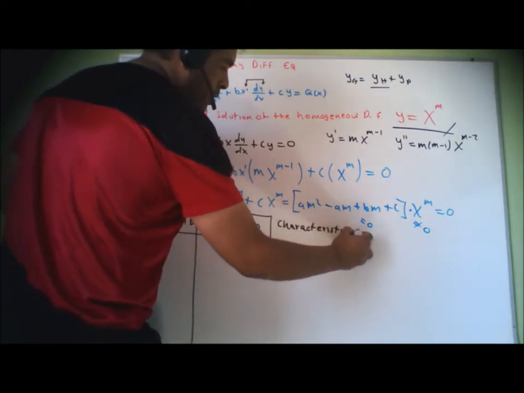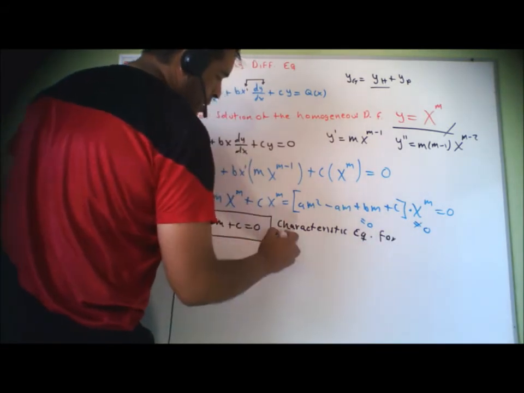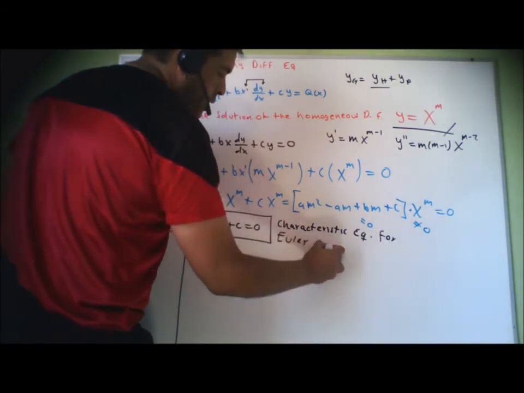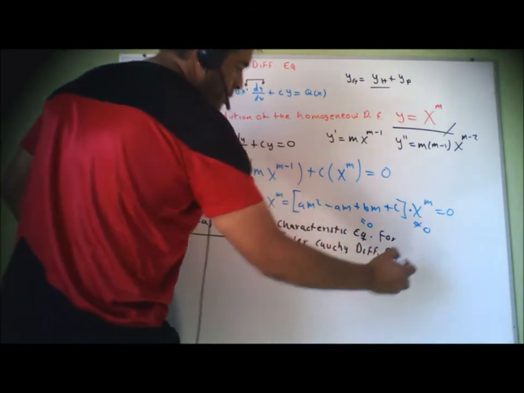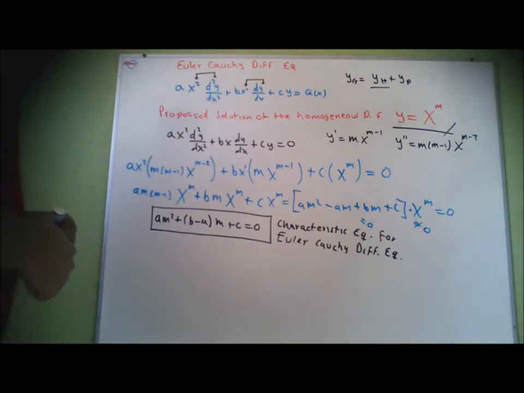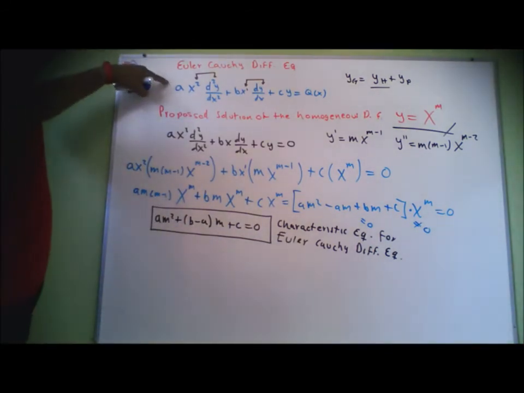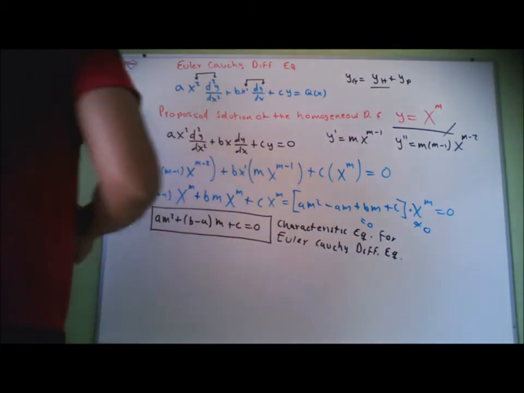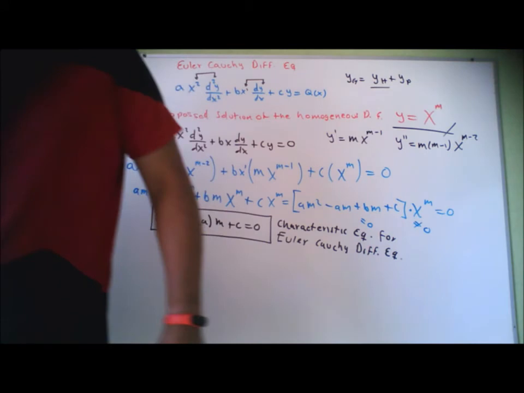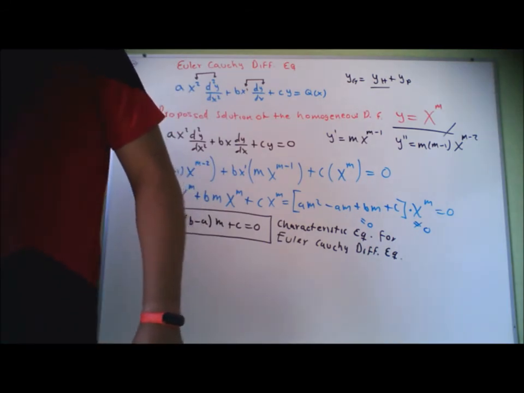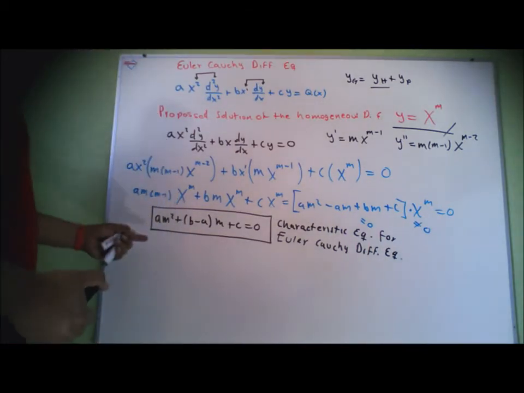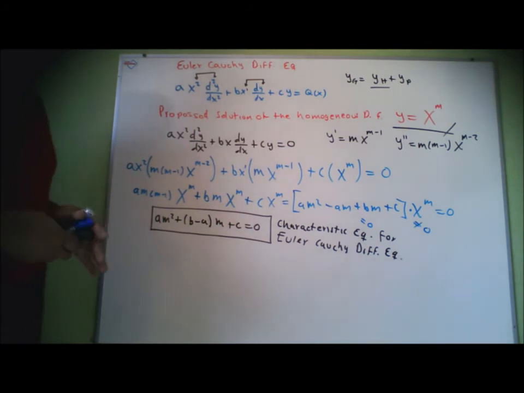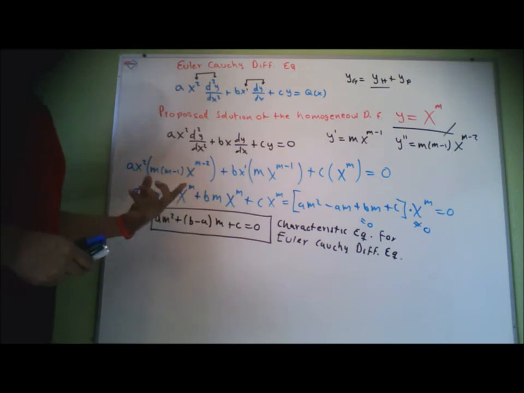So this is the characteristic equation for the Euler-Cauchy differential equation. Okay? This is the one we are going to use to solve this kind of differential equations. Now, let's do one little example. Because if we have again the characteristic equation, then we will have the three cases: real different roots, real repeated roots, and complex imaginary roots.